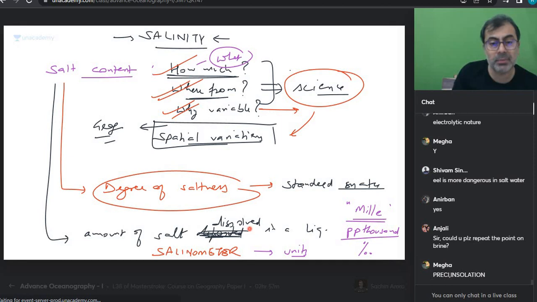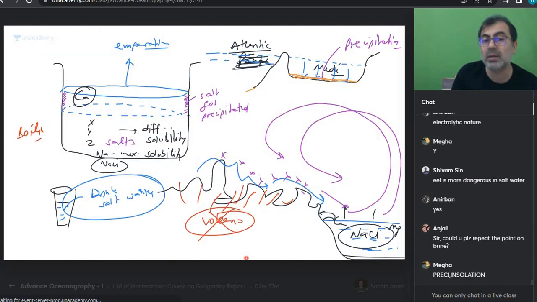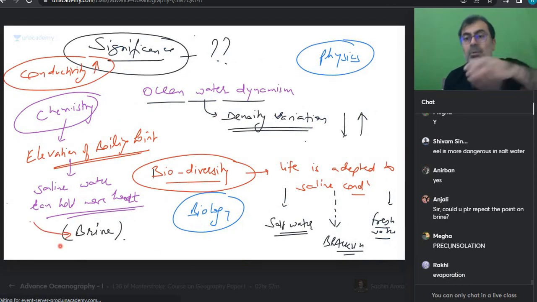So could you please repeat the point on brine? Brine has got nothing to do with this. Brine is just concentrated sodium chloride water. It is used for industrial uses in industrial areas. We have brine ponds, where hot water, hot effluents are put into that, they will absorb that much heat and cooling will happen. So I said that for industrial use, nothing like that for oceans.